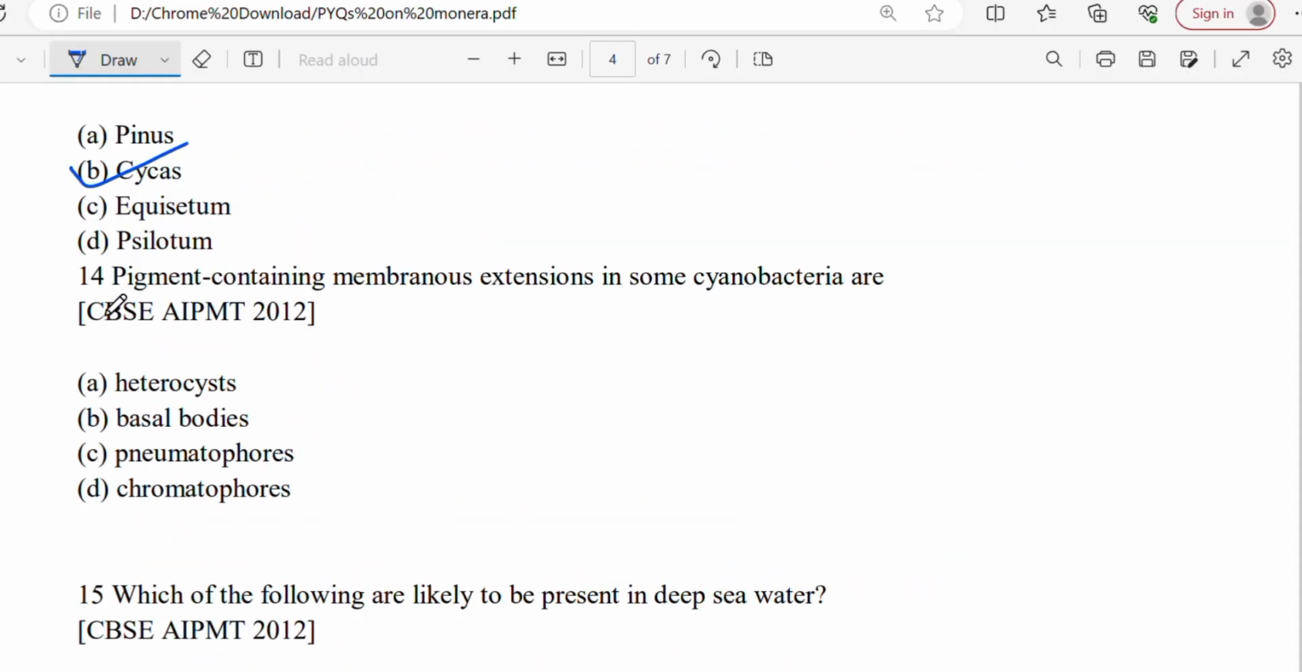Question number 14. Pigment-containing membranous extensions in some cyanobacteria are: option A heterocyst, option B basal bodies, option C pneumatophores, option D chromatophores. And the correct option is option D, chromatophores.